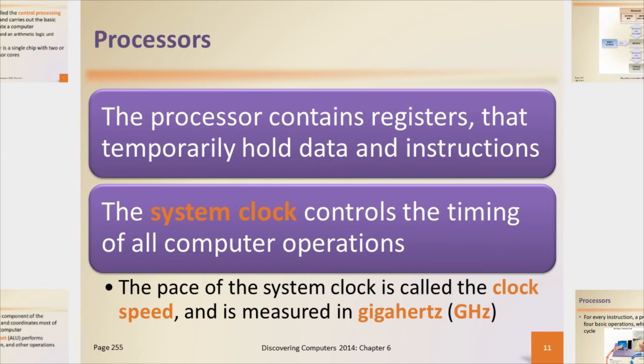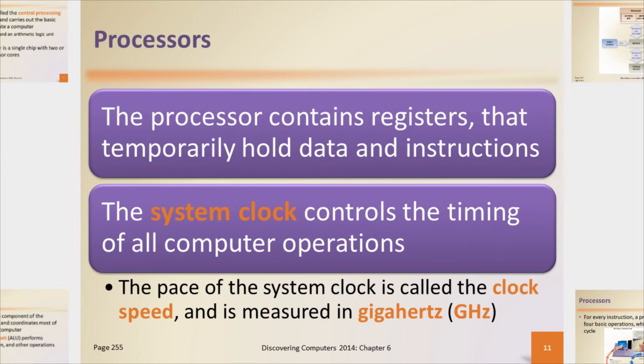The system clock is what allows the timing of the computer operations to be set up so that everything works. The faster that system clock, the more operations we can get done. So there's this desire to have a very high speed. Again, the higher the speed, though, the more heat that's generated. So we have to balance that. We don't want to be too fast.